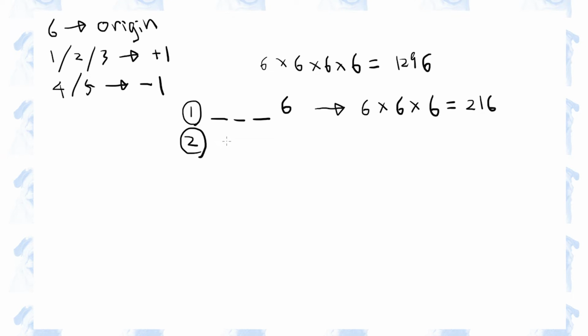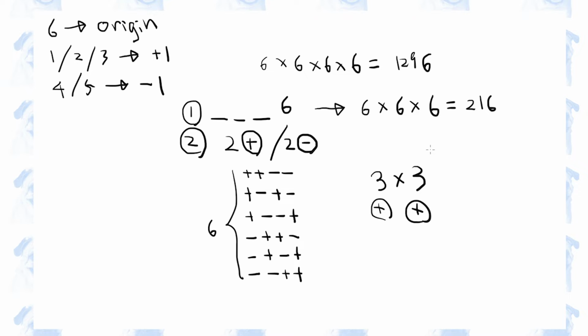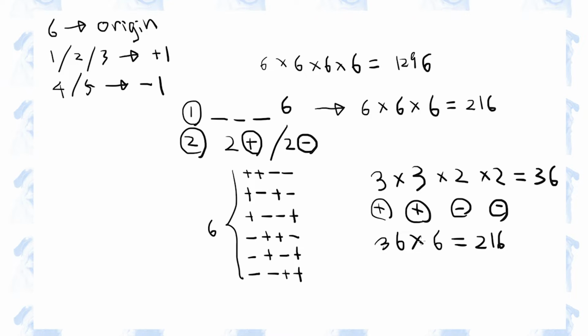The second scenario is that we get 2 pluses and 2 minuses. There are 6 ways of arranging 2 pluses and 2 minuses. Either a 1 or a 2 or a 3 can result in a plus, so 3 times 3. Either a 4 or a 5 results in a minus, so 2 times 2. And 36 times 6. So we get 216 again.